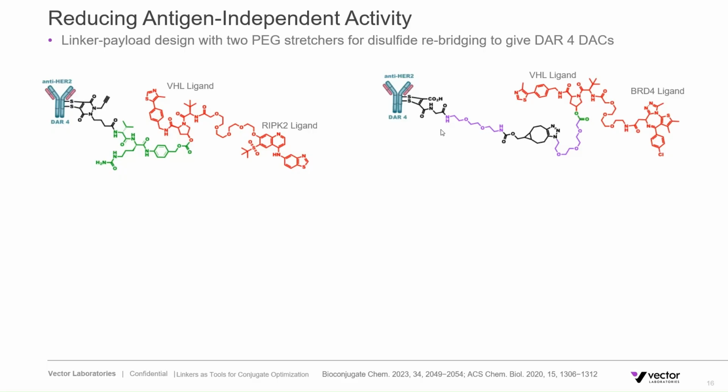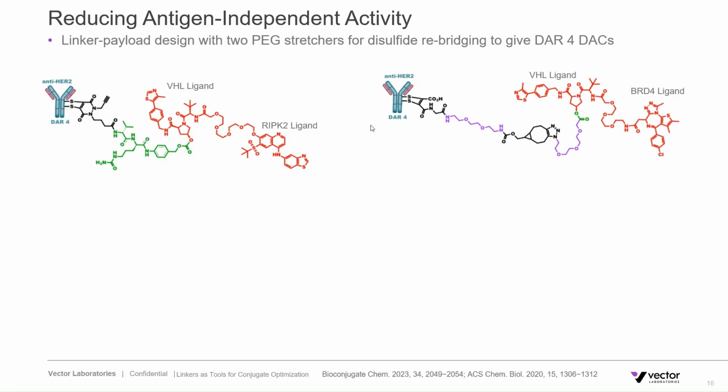This final example in this section shows that antigen-independent activity of degrader antibody conjugates can be improved with linker payload designs that incorporate a PEG stretcher. These examples come from different papers, so they degrade different POIs, but they both target HER2, they both use disulfide rebridging for DAR4 ADCs, and they both recruit VHL. So I think we can make some inferences with those caveats, of course.